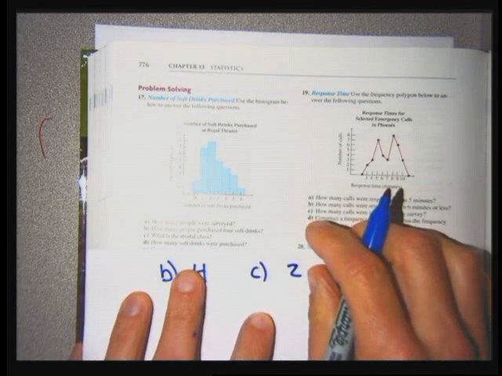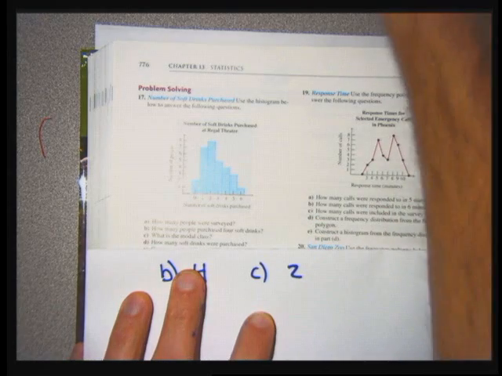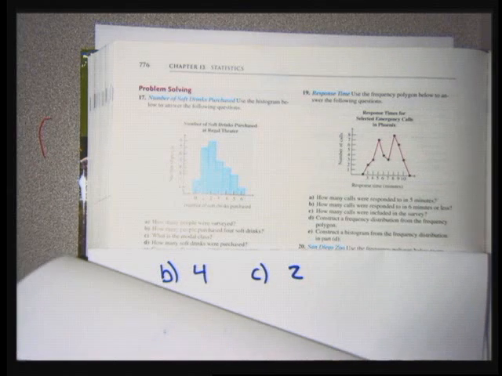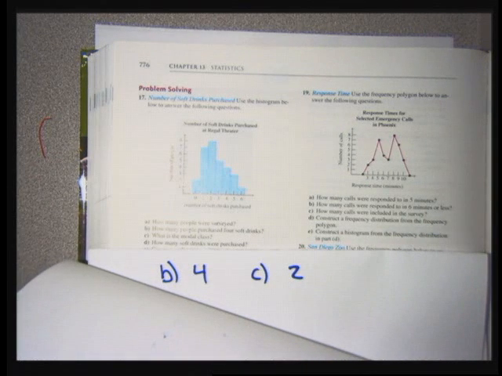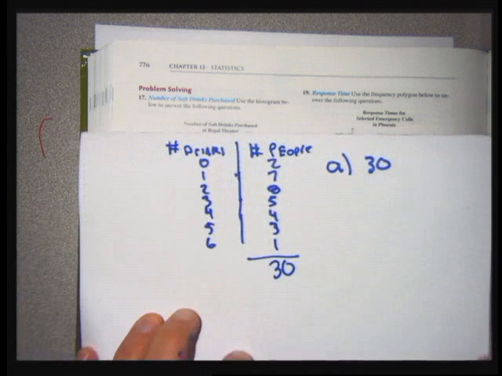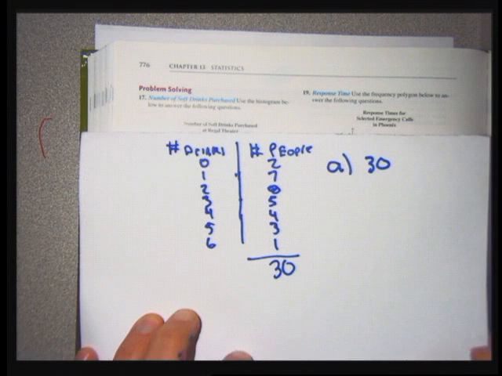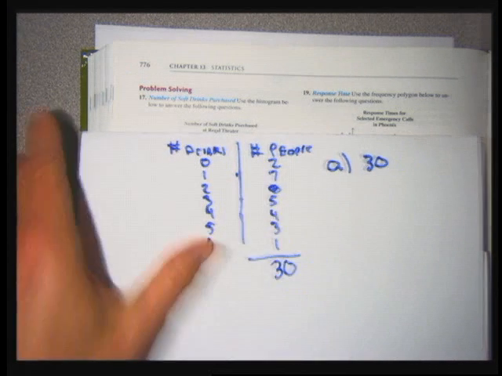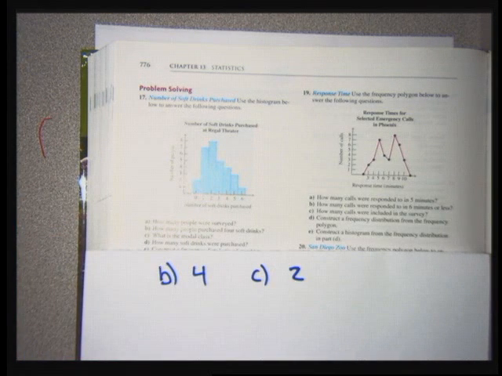Part D, how many drinks were purchased? Fortunately, when I did part A, I basically answered part... Oh, no, that's tricky. I thought it would. I almost messed up. Part D is very tricky. How many soft drinks were purchased?